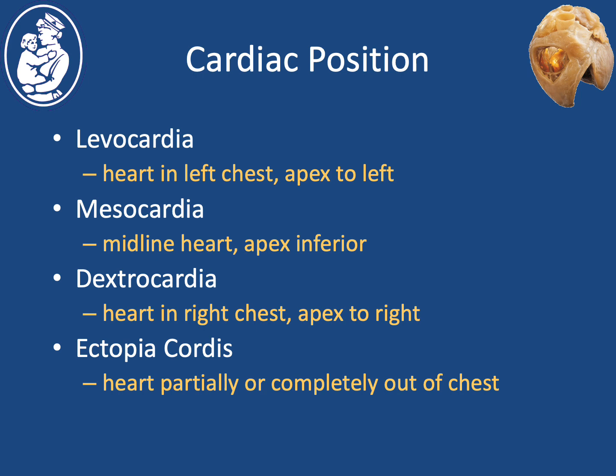The first step is to determine the position of the heart. Levocardia, where the heart's in the left chest, with the apex pointing to the left. Mesocardia, with the heart in the midline behind the sternum, with the apices pointing inferiorly. Or dextrocardia, where the heart's in the right chest, with the apex to the right. Rarely, ectopia cordis, with the heart partially or completely outside the chest.